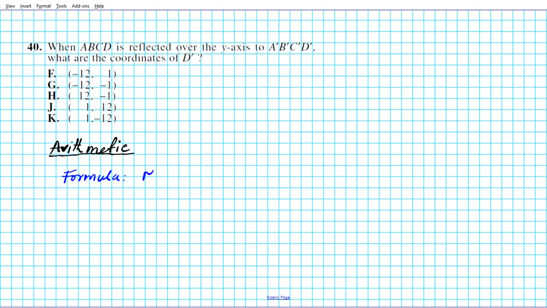Okay, so if you're reflecting about the y-axis, what happens to your original point or object point (x, y) is that you negate the sign of the x coordinate, and that will result in the reflection about the y-axis. Because if the y-axis is a mirror, the x is going to be the one that gets reflected. Okay? So let's do this.